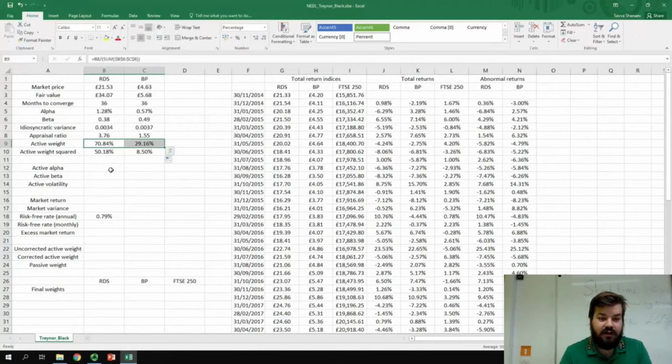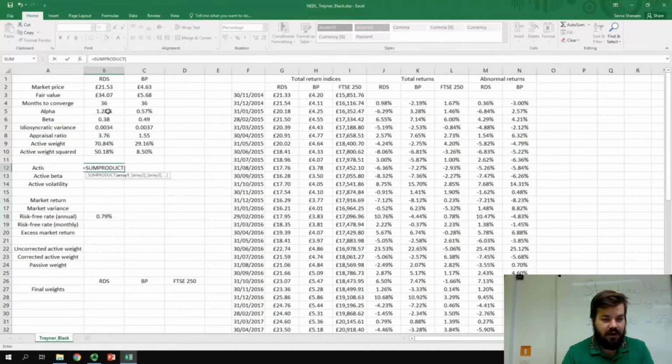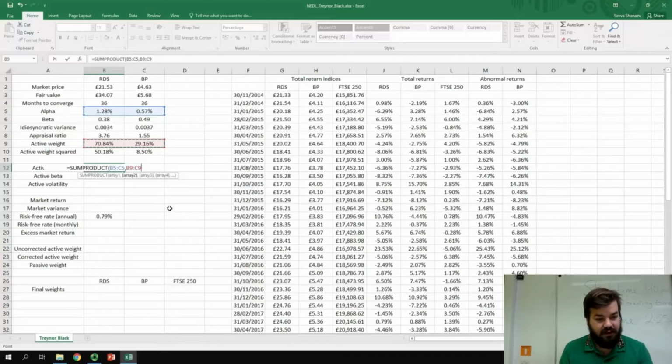Now we need to calculate the alpha of our active portfolio, and the alpha is just the sumproduct of alphas of our stocks and the proportions of the capital we allocate towards them. Obviously, if we allocate everything towards Royal Dutch Shell, our alpha will be just the alpha of Royal Dutch Shell, same for BP, but if we allocate our capital in some proportion, the alpha of the active portfolio will be the weighted average of the two. And the same applies if we have more than two stocks.